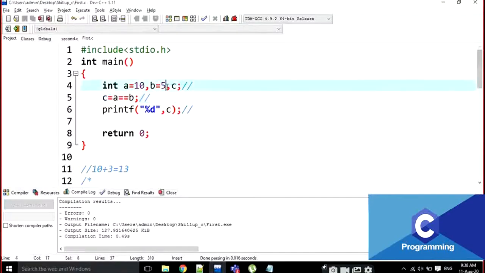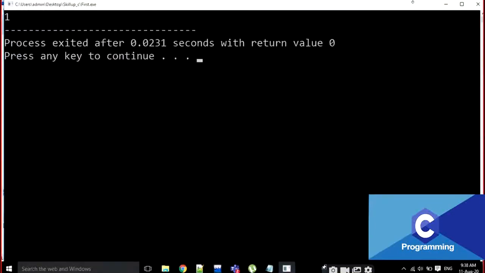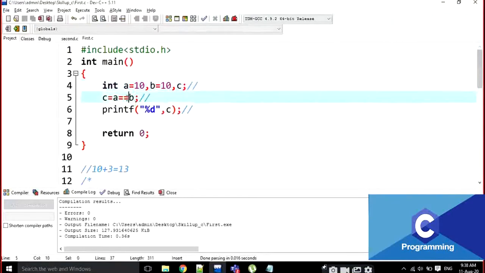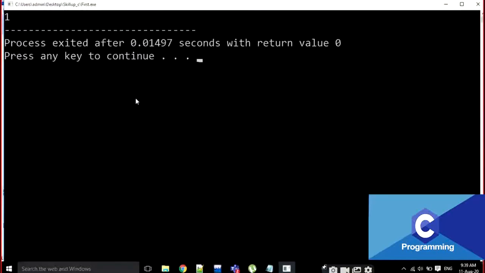For example, this is also 10. Now what is it asking? Is 10 equal to 10? Yes, both are equal. Now I am going to write here, it is asking, is A greater than or equal to B? Either one case is satisfied, yes, it is equal, right? That's why it is going to be written true here.